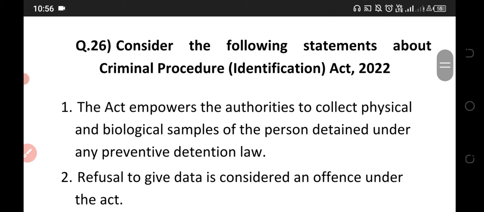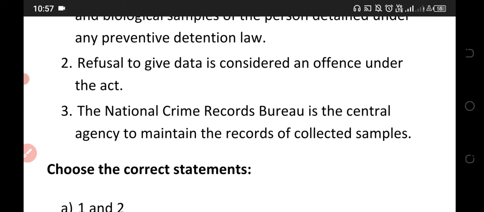Consider the following statements about the Criminal Procedure (Identification) Act 2022. The Act empowers the authorities to collect physical and biological samples of persons detained under any preventive detention law. Refusal to give data is considered an offense under the Act. The National Crime Records Bureau is the central agency to maintain the records of collected samples.